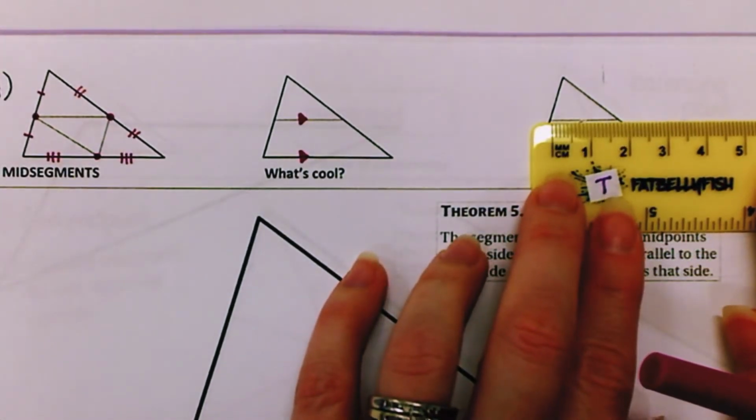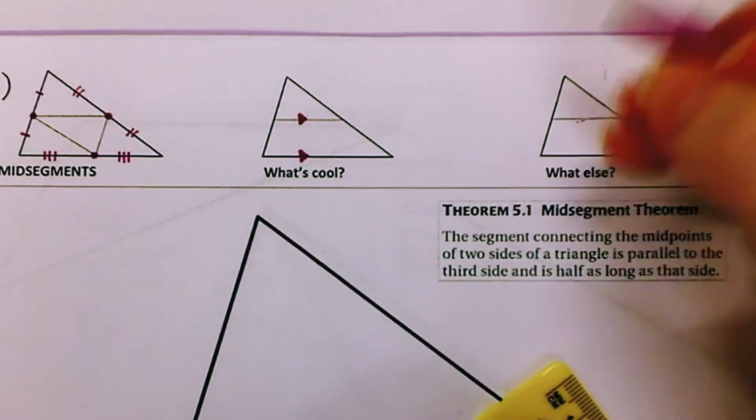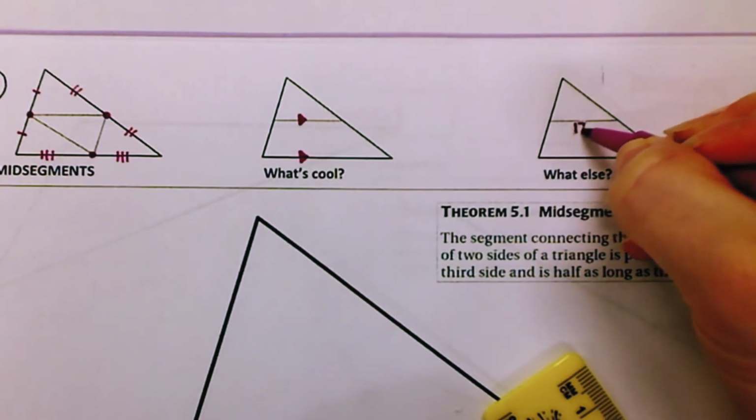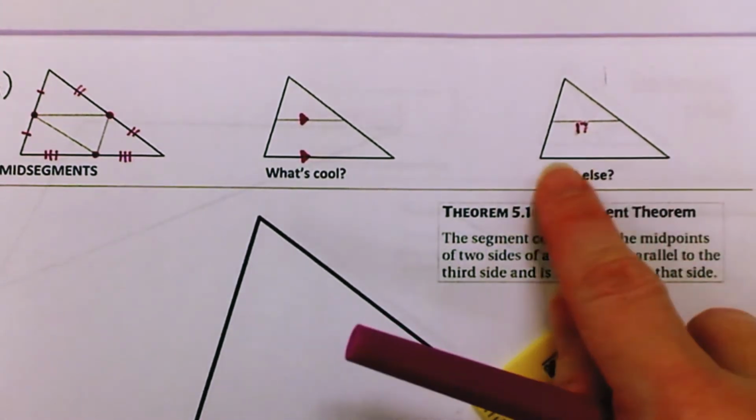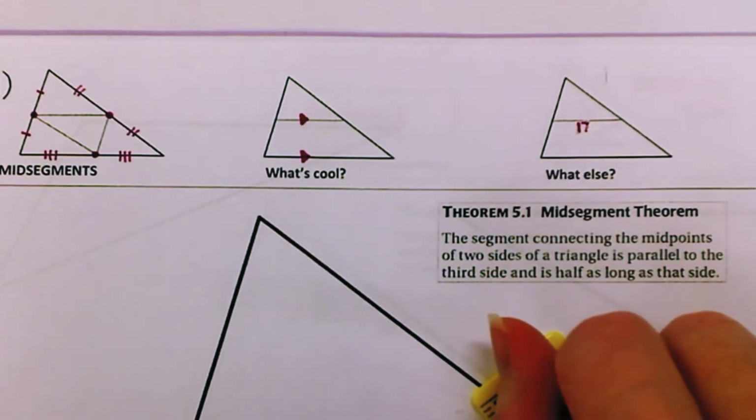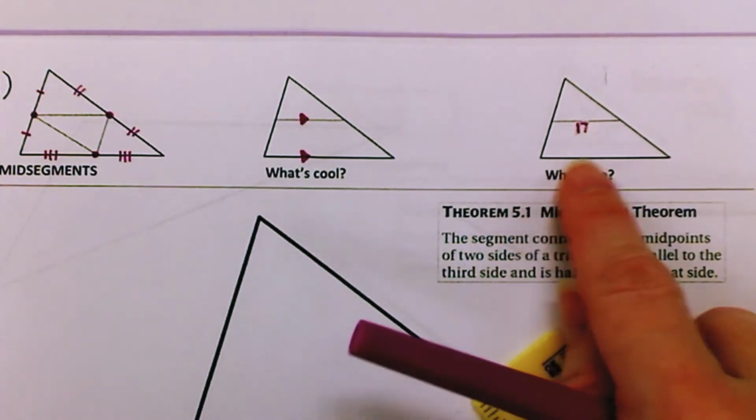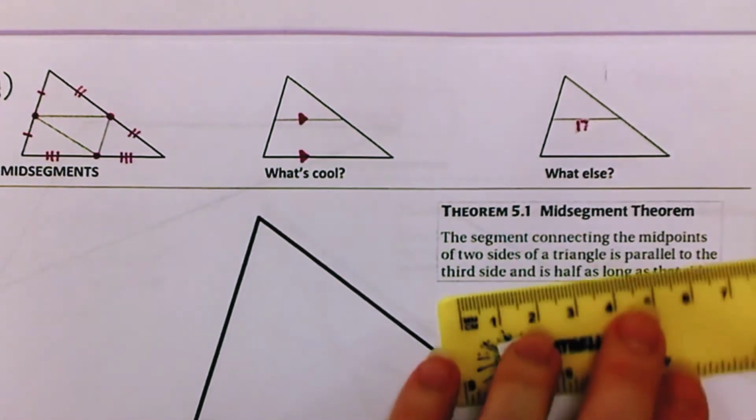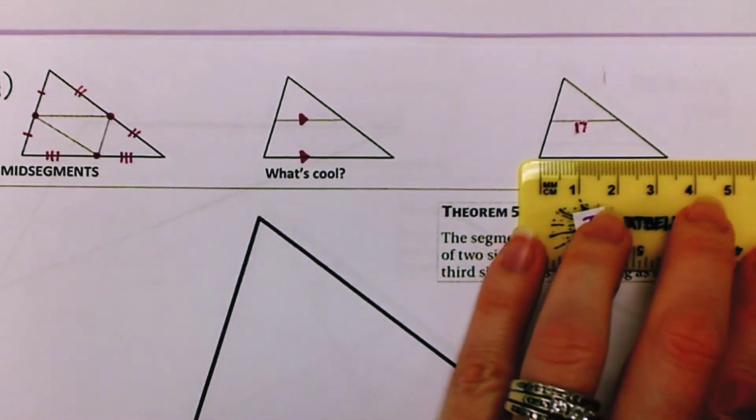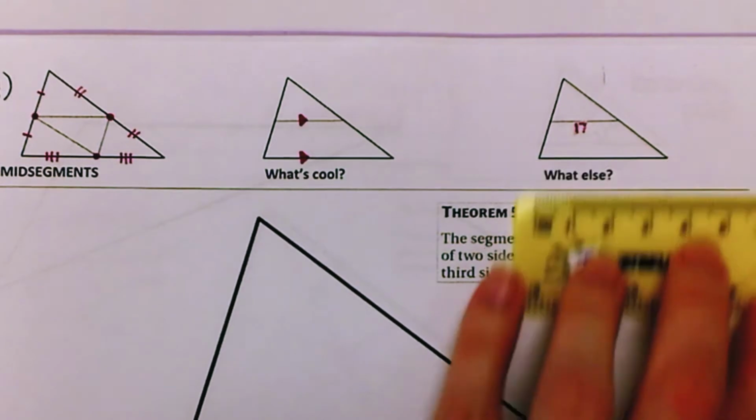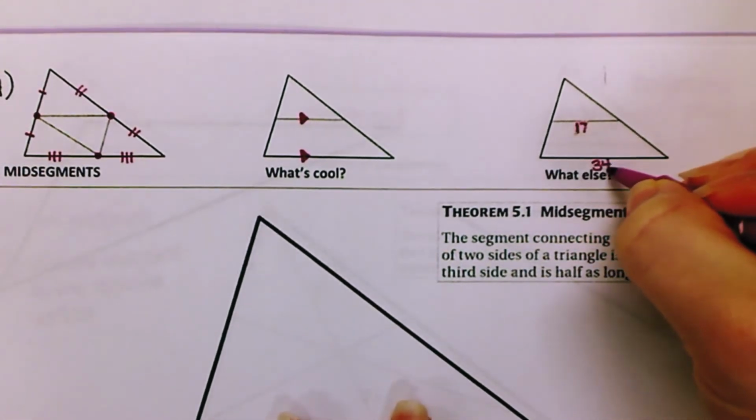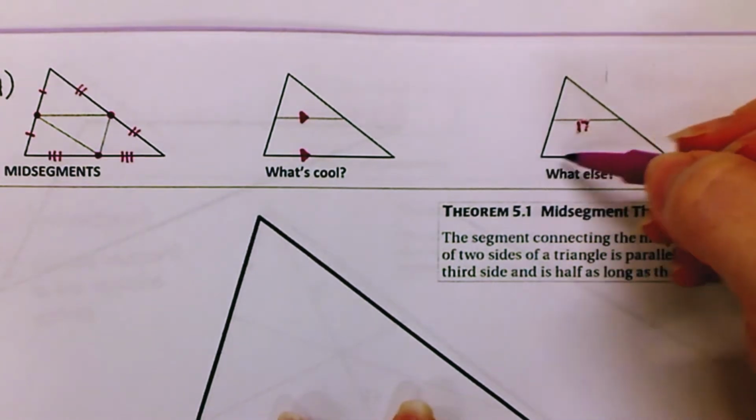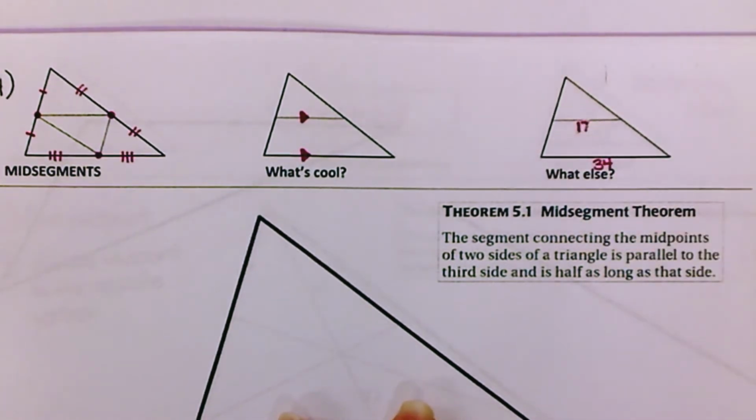I'm going to measure this side in millimeters just so we don't deal with decimals. I'm seeing 17 millimeters for that segment. And if the midsegment is 17 millimeters long, how long would you guess this side is going to be? Would you guess that they're congruent? I don't think so. This one looks a little longer. I am getting 34 millimeters. What's the relationship there? This side is twice as long as the midsegment.